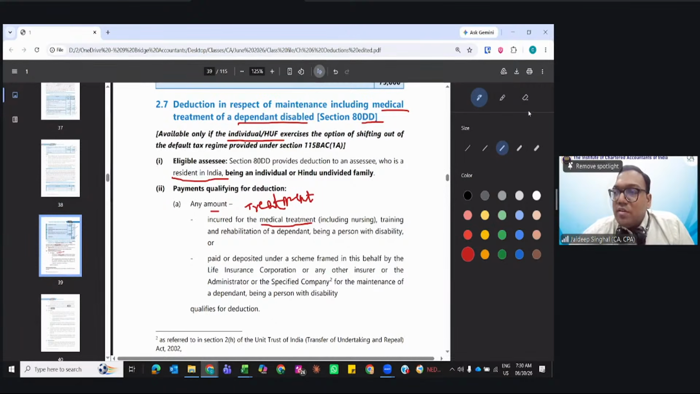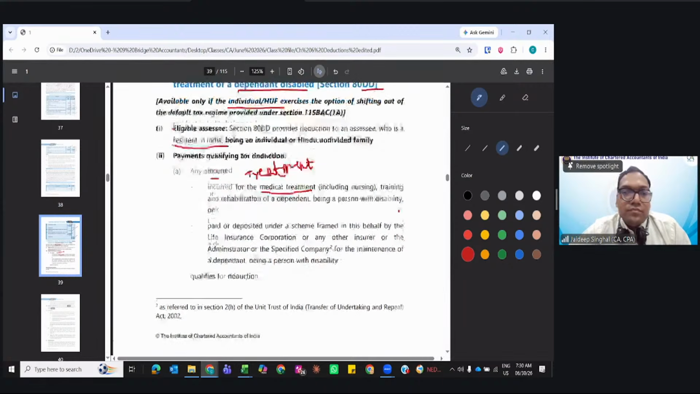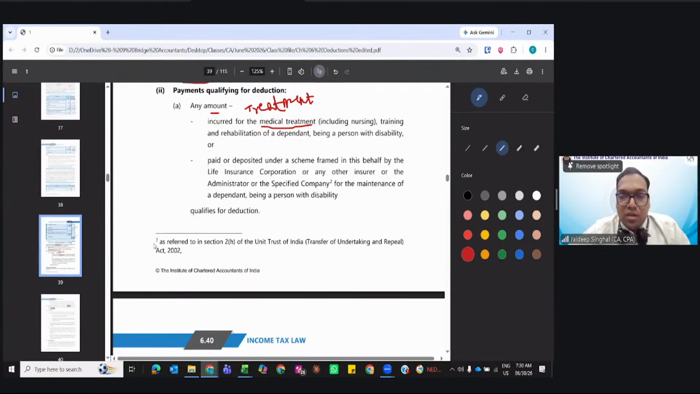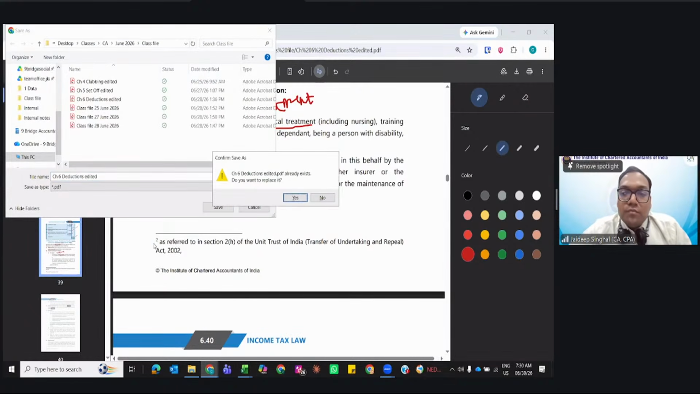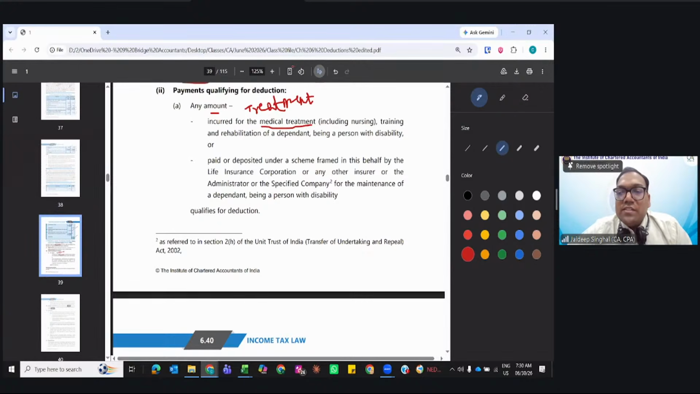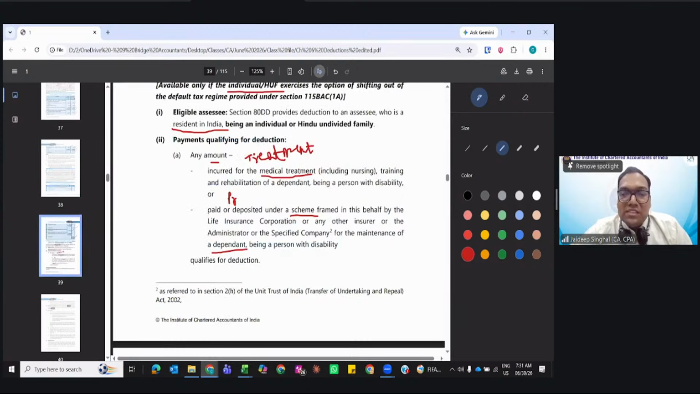You're paying here for the treatment. Next: paid or deposited under a scheme framed in this behalf by the Life Insurance Corporation or any other insurer or the administrator or the specified company for the maintenance of a dependent being a person with disability. If you are maintaining a scheme, it is the premiums that you pay. It is for the premium.